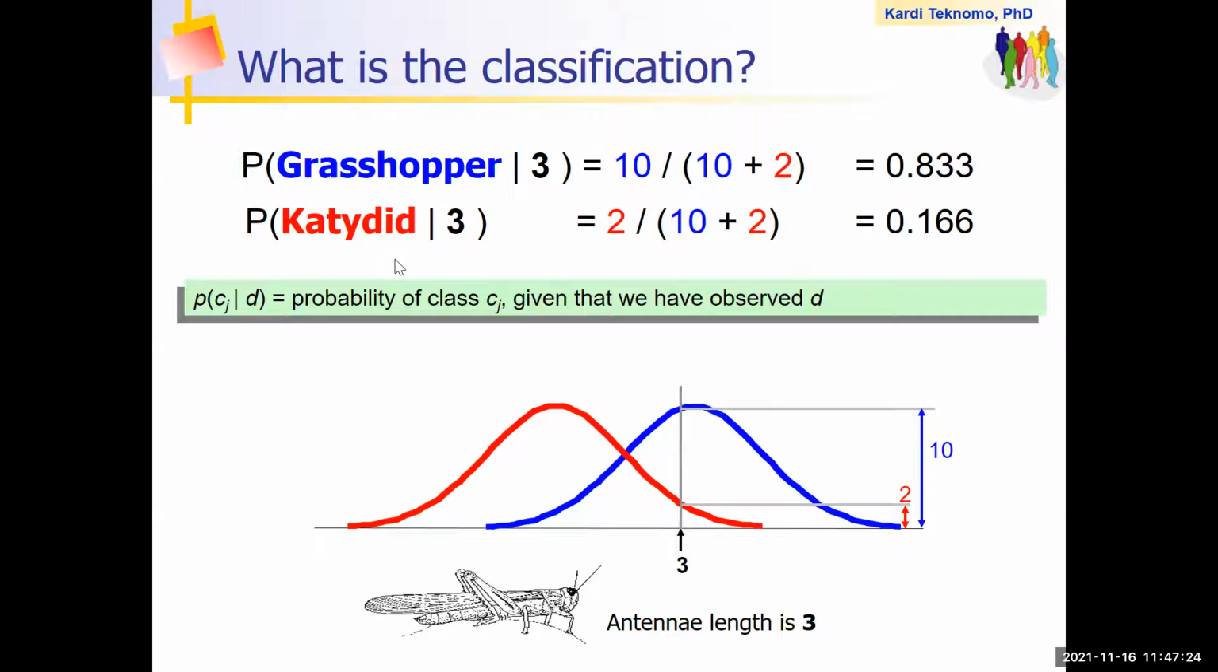The same thing with katydid. The probability that it is katydid, given that the antenna length is 3, is 2 divided by 10 plus 2. Of course, because the probability of 0.8 is larger than 0.16, you will say this classification of this new insect is actually grasshopper. You see, this is much easier than LDA, isn't it?